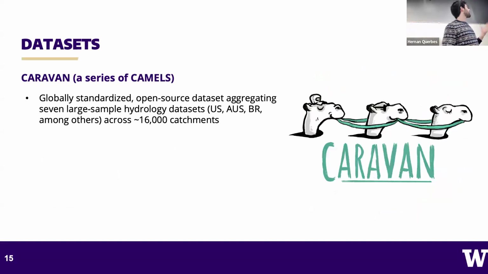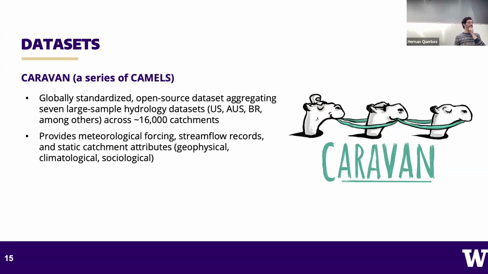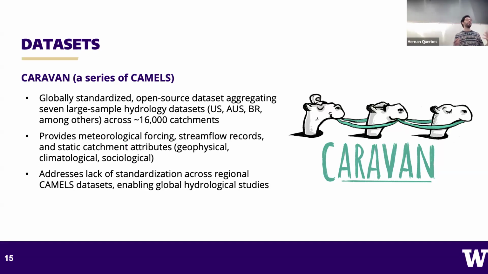So this is how CARAVAN emerges. The name makes a reference to a series of camels. So the idea of this dataset is to standardize the information across these datasets. And now it has data available for almost 16,000 catchments globally. And again, they provide the same information, but now standardized and using the same sources.